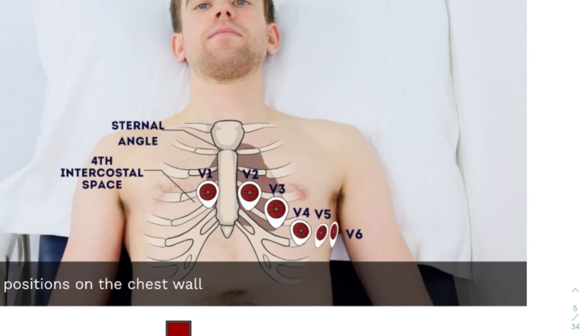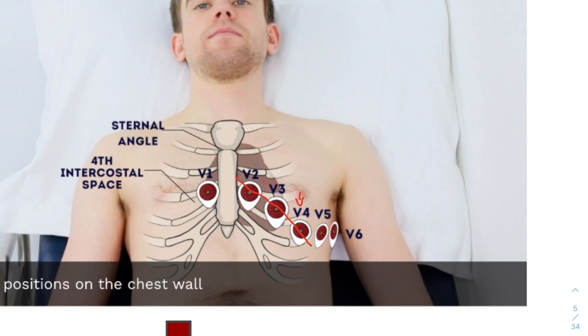I'm going to skip down to V4, because V4 is in the 5th intercostal space, mid-clavicular line. And then V3 is in between V2 and V4, equidistant between those two, so it creates a diagonal line pattern here. It's still somewhat in the 4th intercostal space, just in between the sternal edge and the mid-clavicular line.